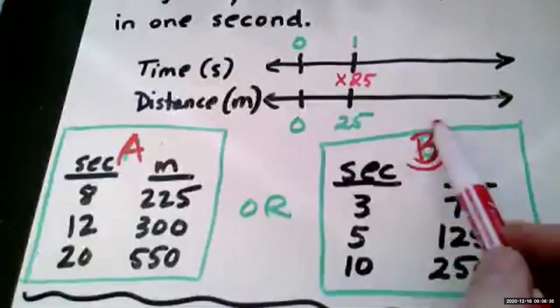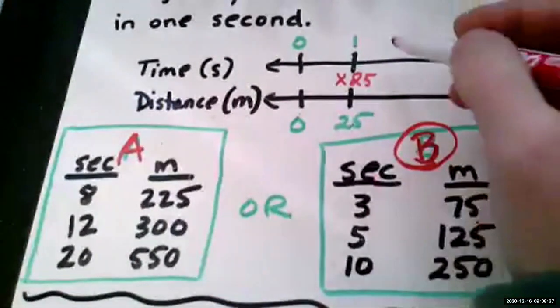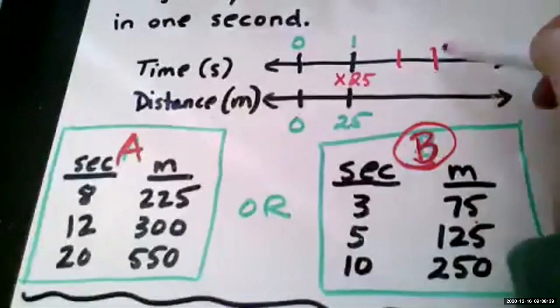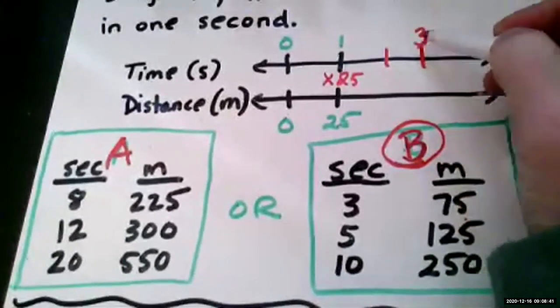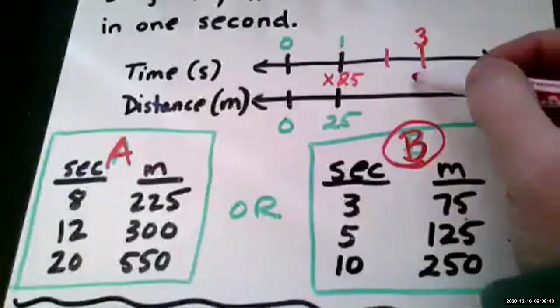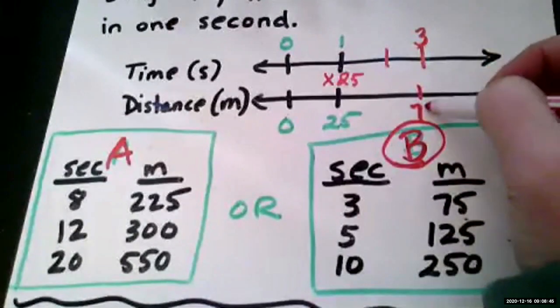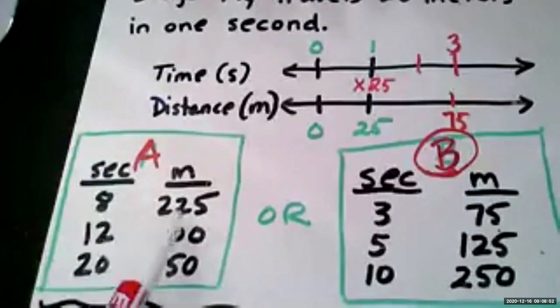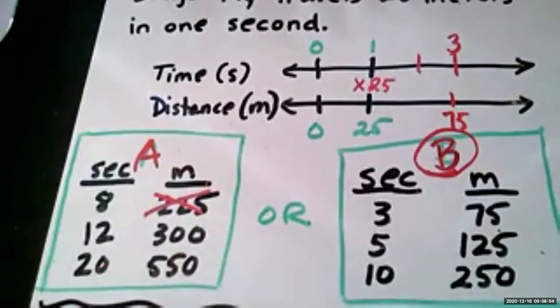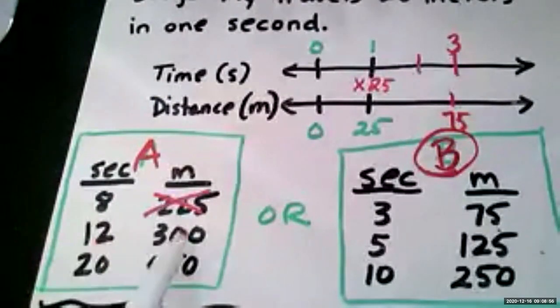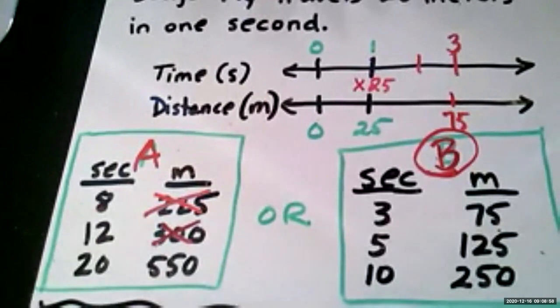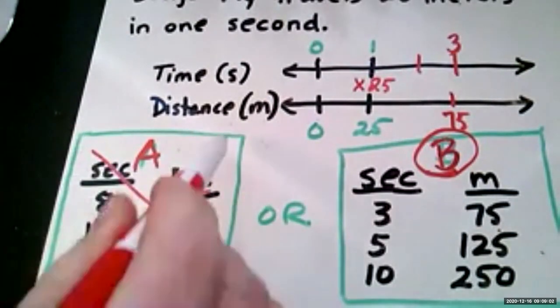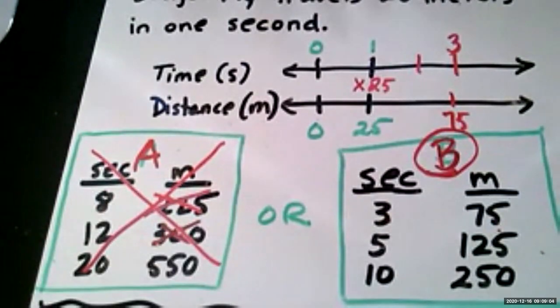But yes, B is the correct answer, because if you were to continue filling out the numbers on this number line and you had 3 seconds, 3 times 25 is 75 meters. That does make sense. 8 times 25 does not equal 225 meters. Just like 12 times 25 is not 300. So none of these make sense. A is absolutely wrong all the way around.